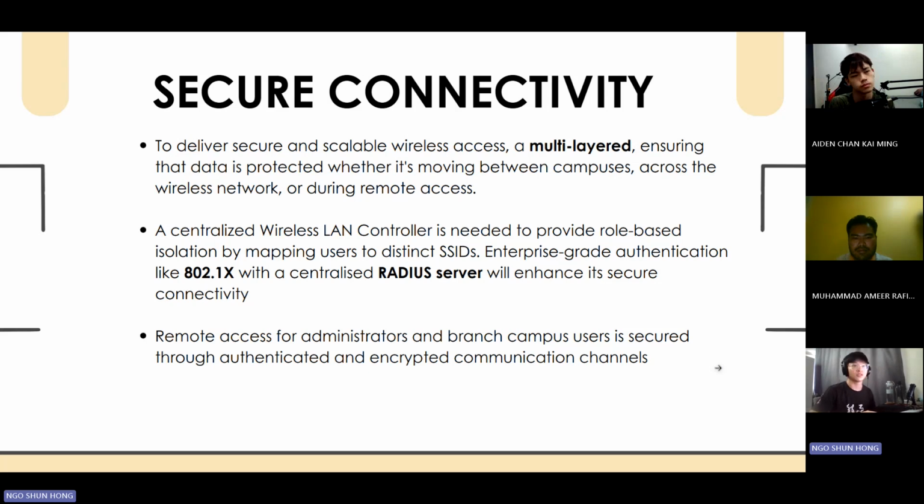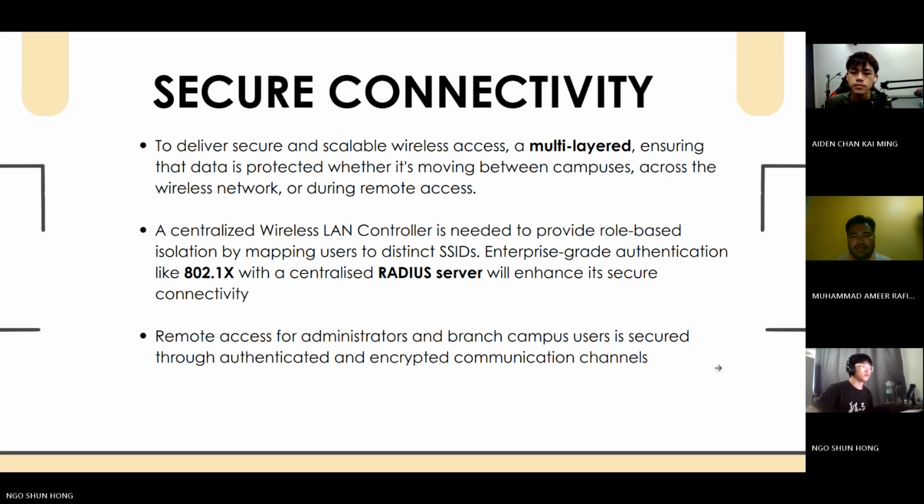The next one is remote access control. All remote access for administrators and branch campus users is secured through authenticated and encrypted communication channels, which ensures that no matter how a user connects, the session is secure, creating a protected and unified network environment for the entire university.